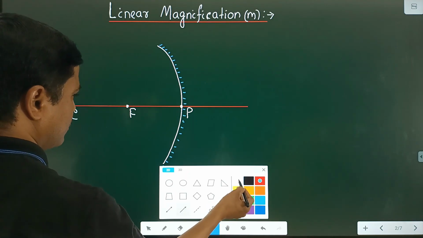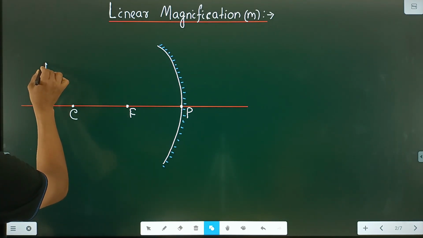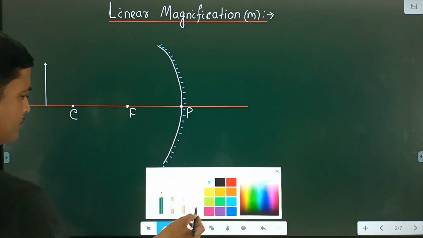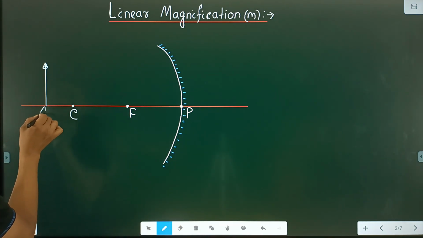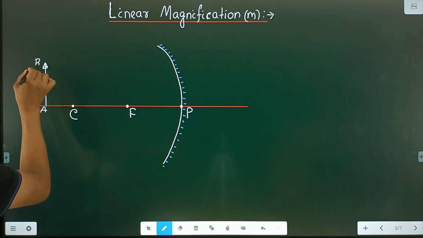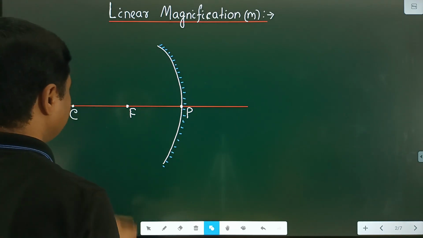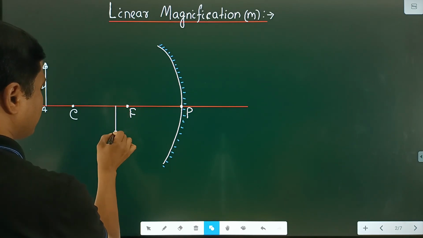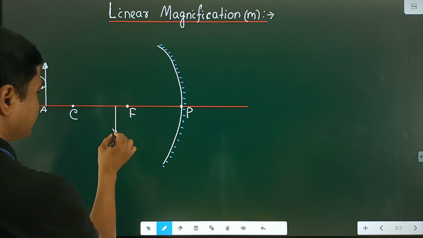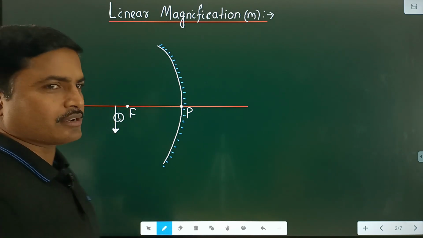And suppose the object is situated beyond the center of curvature, this one is the object, and for the object height we write, suppose, AB. AB is the height of the object, and suppose this is the first position of the object, then the image is formed between the center of curvature and focus, and a small size image is formed. Small size means that it is diminished.